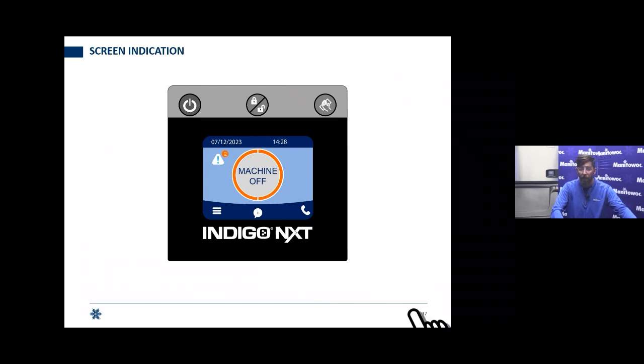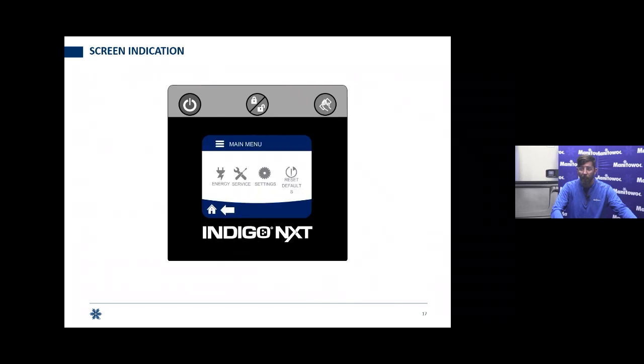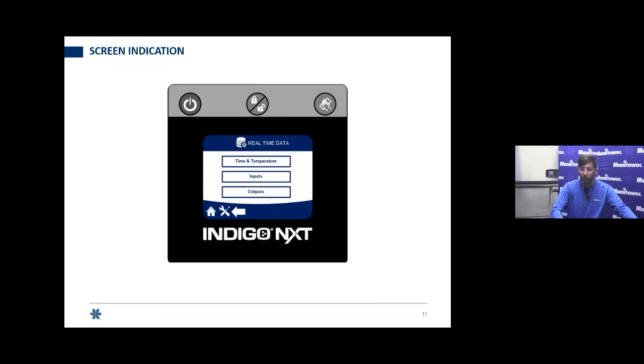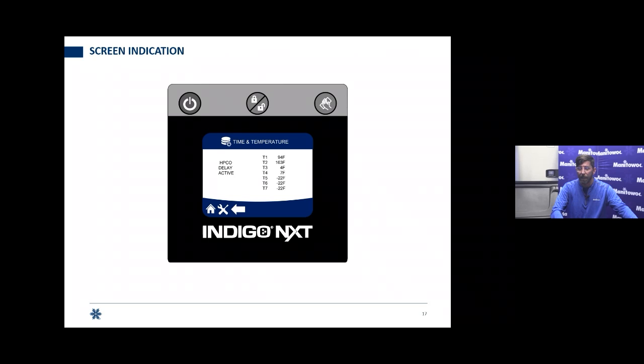So what are we going to do to find out what's happened? We're going to hit that menu icon, go to service, and we want to see what's happening right now. So we need data. So we're going to go to data. Well, we want to know what's happening now, so we're going to go to real-time data. And we picked time and temp this time. Well, we're in the time and temperature menu, and you're going to see that it says HPCO delay active whenever the high pressure switch on an Indigo Next opens.